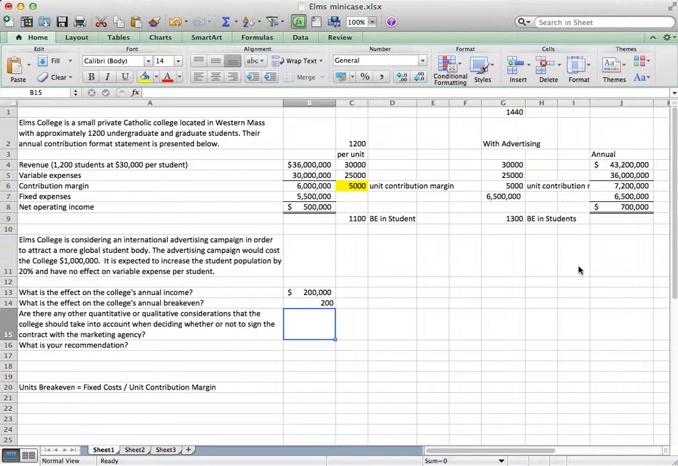So from that standpoint, any other qualitative or quantitative considerations that need to be understood in this? Well, here at Elms, we actually may not be able to house 200 more students. So in order to do this, this would assume that our structure could actually handle an increase in 200 residential students, since they would be international students. We don't have dorm space to do that right now. So that would be a consideration that administration would have to really think about.